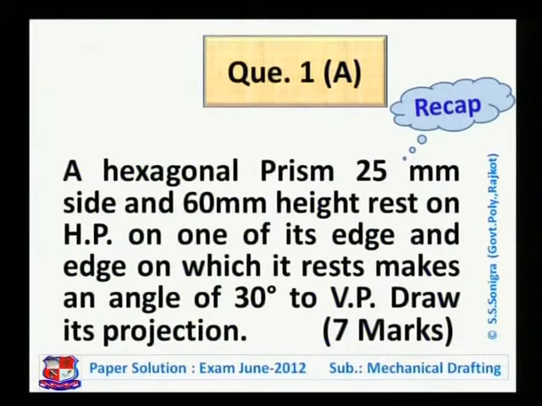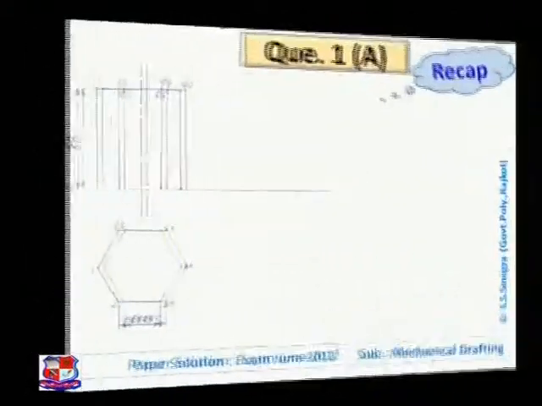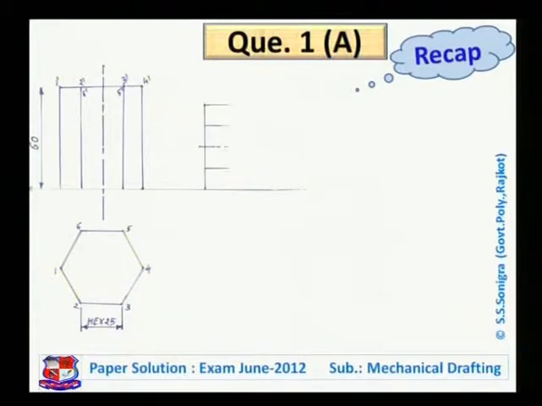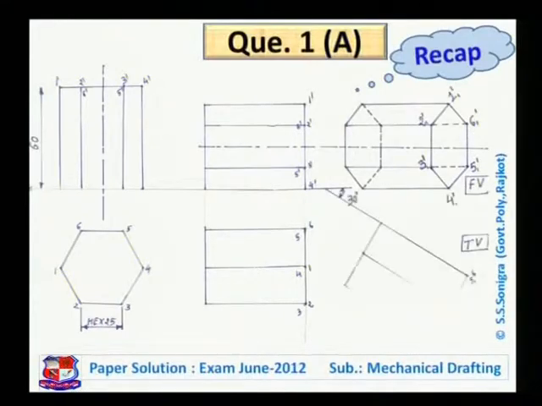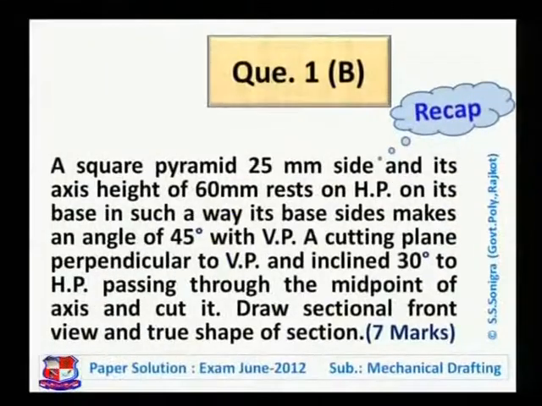It is resting on HP on one of its edges. The edge on which it rests makes an angle of 30 degrees with VP. Draw its projection. This we drew last time. It carries 7 marks. The solution is like this: draw the top view, front view, tilted front view, then take projections, and this is the solution of question number 1A.